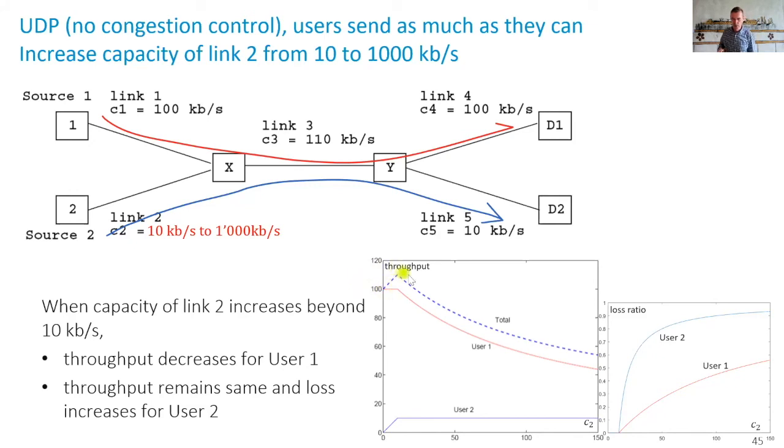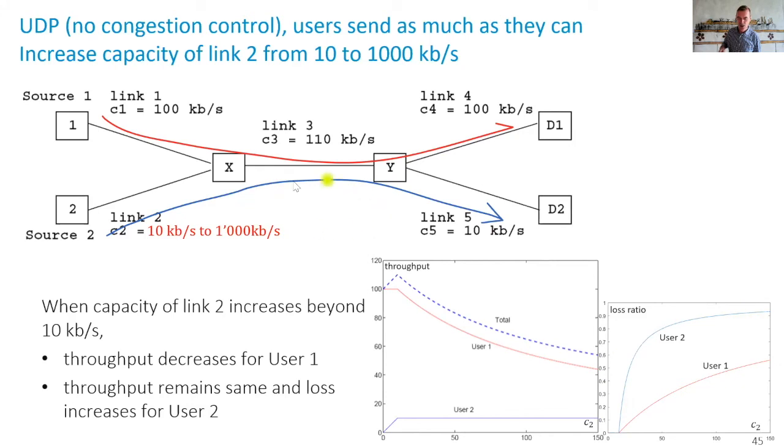The total throughput, which is plotted here in blue, decreases here. So the rate of the red user will decrease. The rate of the blue user will stay the same because it will be able to send a bit more, but it will drop a lot. And at the end, the useful part will only get 10. So the blue user will get the same rate, but the loss ratio of the blue user will increase.